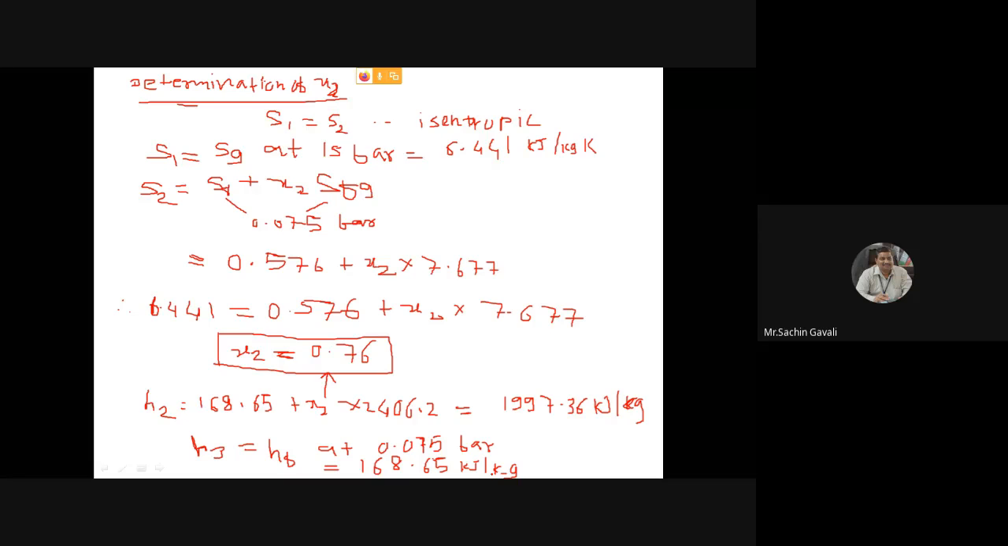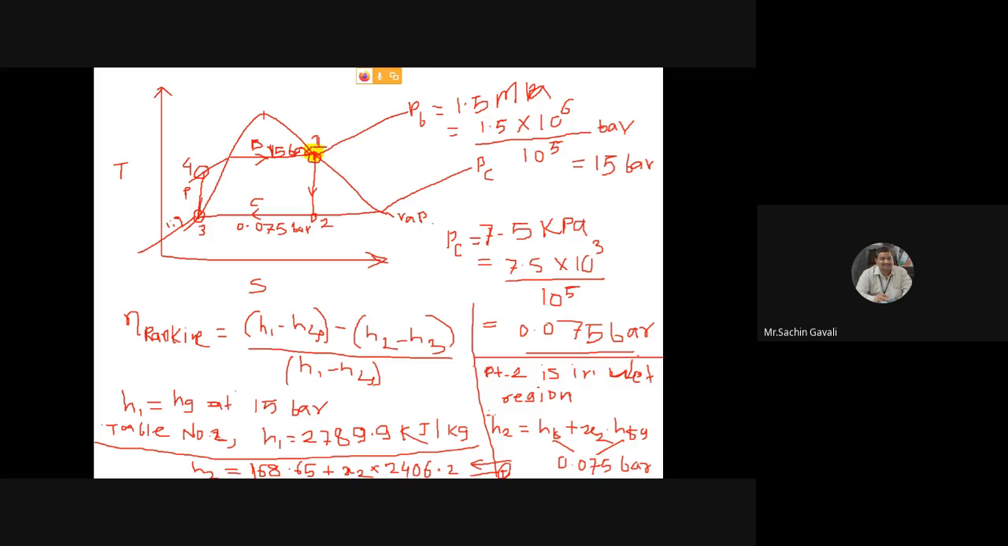Okay. Good. Then the value of H4. This point is not in our steam table. Steam table data is available only from the liquid line to the vapor line and the separated region. But point number four is coming in the subcooled region, right-hand to left of the liquid line, and there is no information in the steam table for the subcooled region.